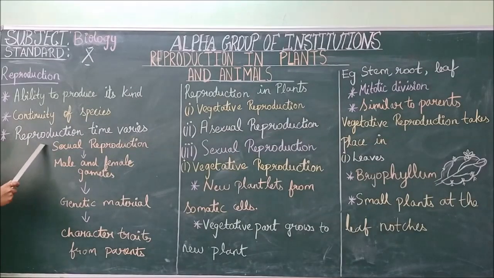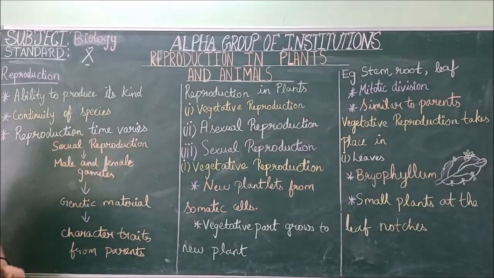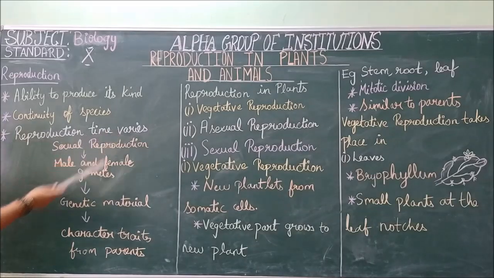Next is that reproduction time varies. The reproduction time of organisms varies from organism to organism. For a dog we may have 65 days. For humans it takes 28 days. So likewise, in each organism the reproduction time varies from organism to organism.